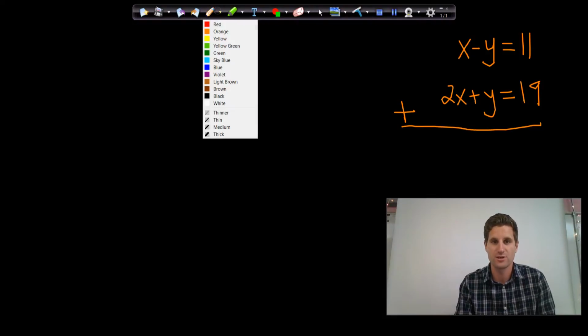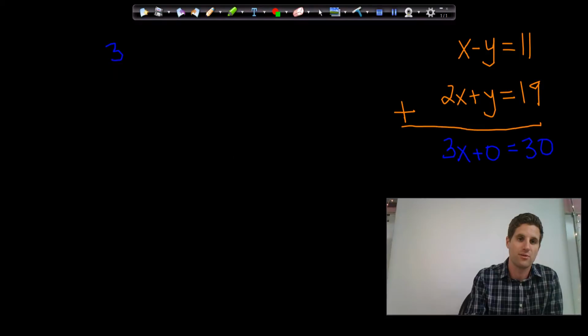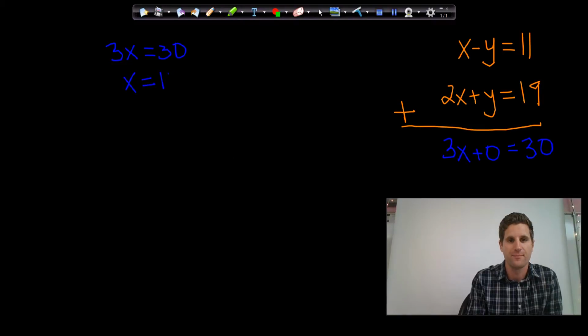So if I add these equations, I'm going to get a new equation that I can solve. So x and 2x is going to make 3x. Minus y plus y is going to give me nothing. And then 19 plus 11 is going to give me 30. So now this is an equation we can solve, so I just use elimination, so we get 3x equals 30. I can divide both sides by 3 and I get x equals 10. So there's one of my answers.